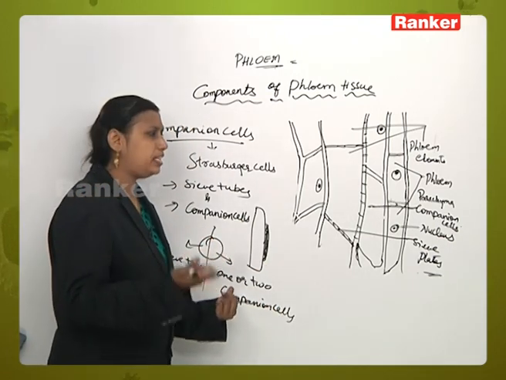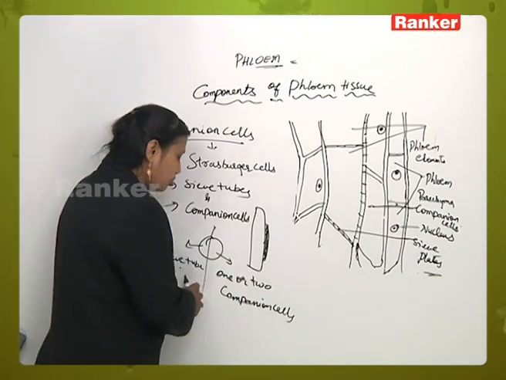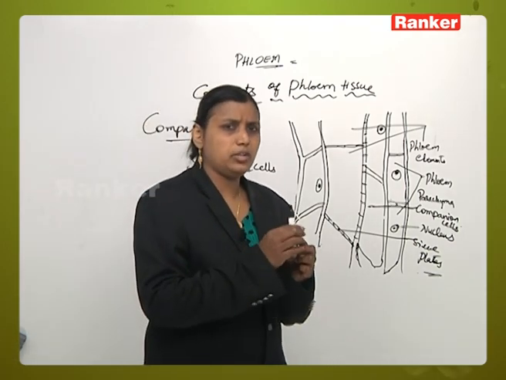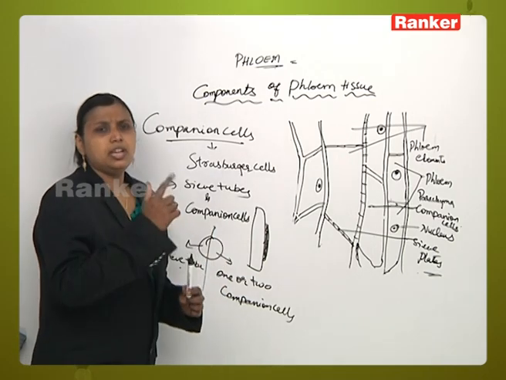You cannot separate the sieve tubes and the companion cells. And here these sieve tubes may either occur in combination with companion cells, or they may occur individually or solitary, and these are arranged one above the other with companion cells.